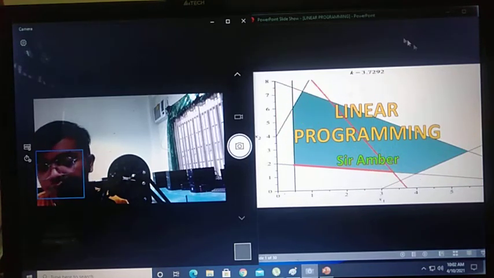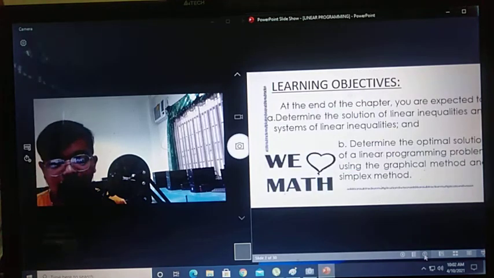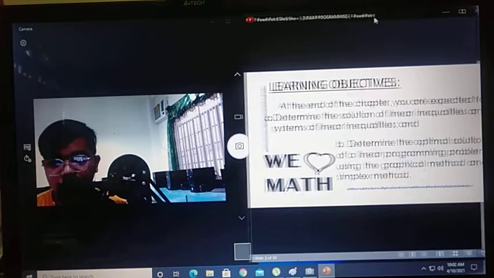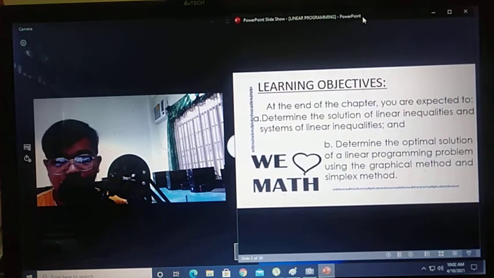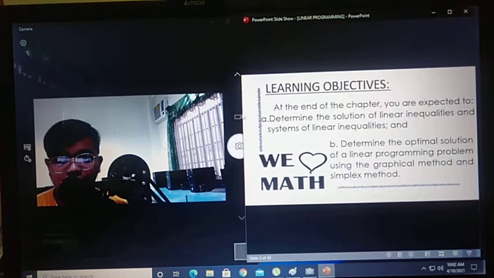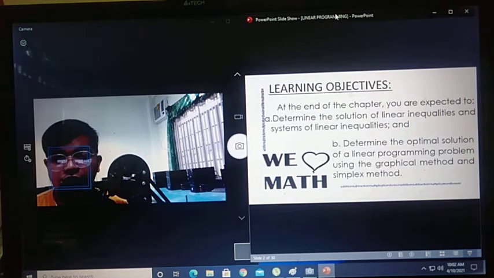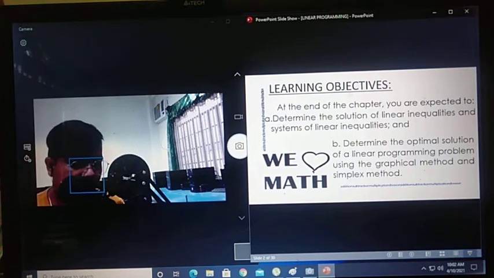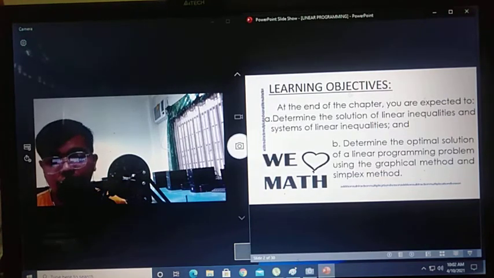So sabi dito, we have here our learning objectives. At the end of this discussion, you are expected to determine the solutions of linear inequalities and systems of linear inequalities, and at the same time determine the optimal solution of a linear programming problem using the graphical method and the simplex method.